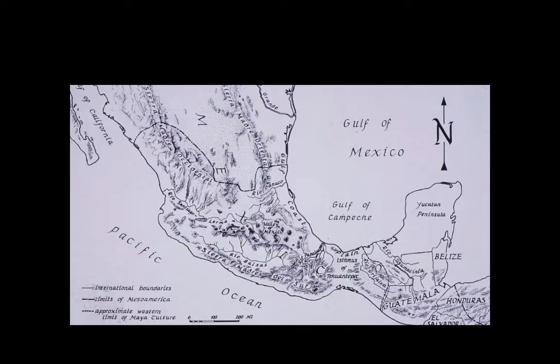Another place that I want you to consider is that we're going to go back towards the Isthmus of Tehuantepec and near the Gulf of Campeche. In that area, to the left of the Isthmus of Tehuantepec, is the area of Chalcatzingo, which is an outlying settlement that is considered Olmec. We're going to be looking at petroglyph 1 from that area.